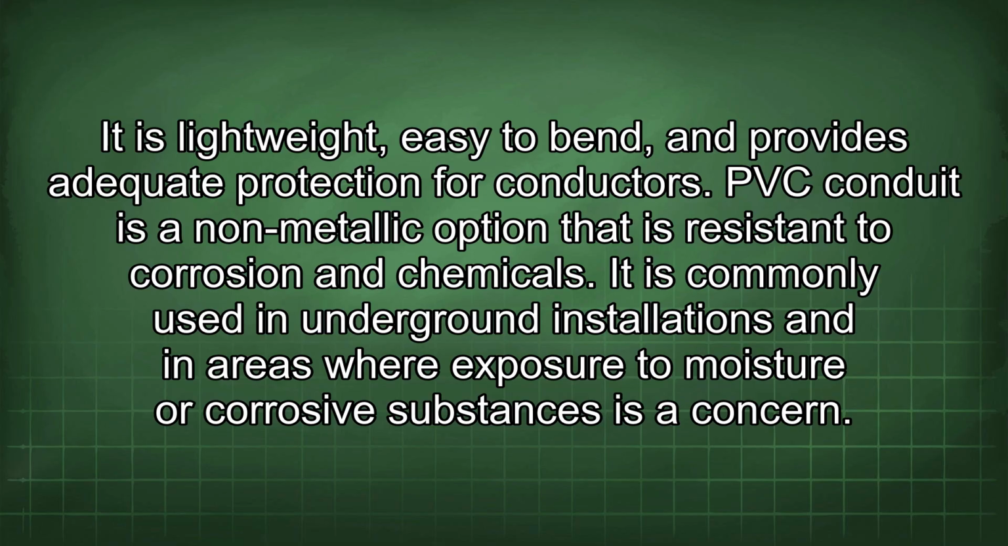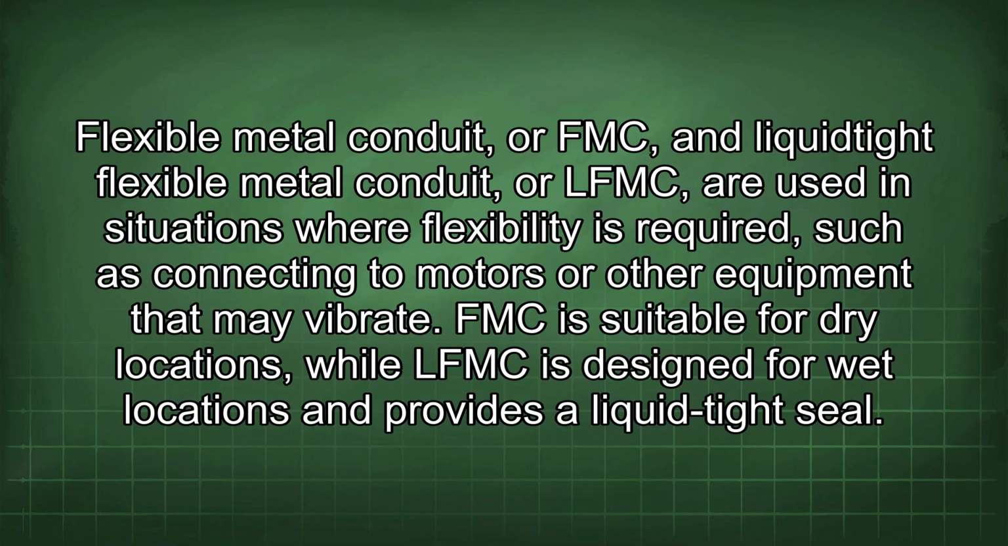PVC conduit is a non-metallic option that is resistant to corrosion and chemicals. It is commonly used in underground installations and in areas where exposure to moisture or corrosive substances is a concern. Flexible metal conduit, or FMC, and liquid-type flexible metal conduit, or LFMC, are used in situations where flexibility is required, such as connecting to motors or other equipment that may vibrate. FMC is suitable for dry locations, while LFMC is designed for wet locations and provides a liquid-tight seal.